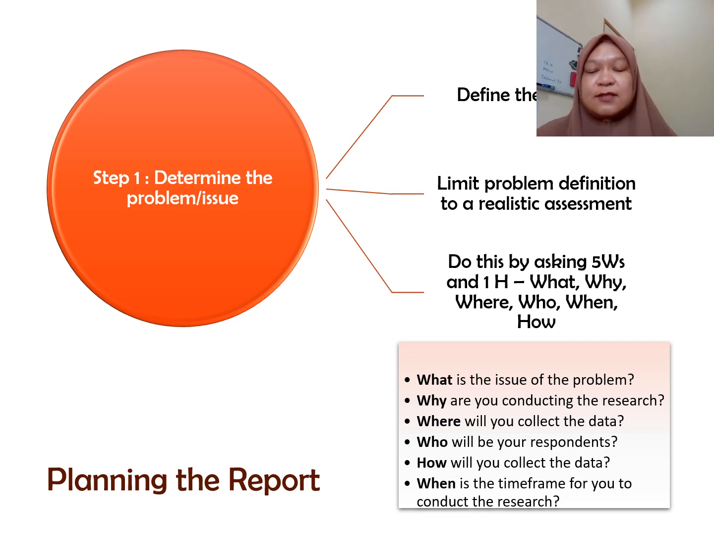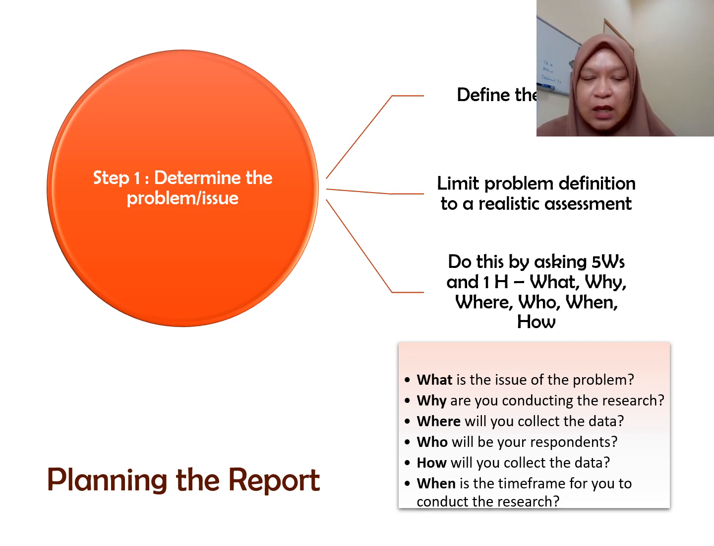What is the issue? First you need to know what the issue is. The second one is why are you conducting the research, why you want to study the issue. Where will you collect the data? Maybe from newspapers, maybe from your friends, mostly from online. Who will be your respondents? Respondents will be those people to whom you are going to distribute the questionnaire, those people who are actually involved in the issues that you want to study.